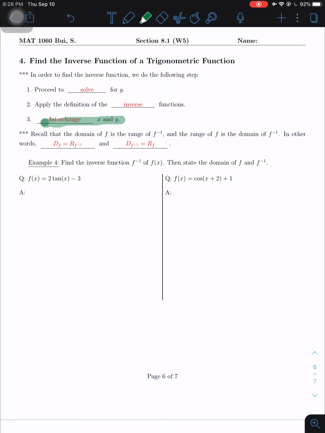And another note before we get to the example is that, recall that the domain of f is the range of the inverse, and the range of the original function is the domain of the inverse function. Okay, so this is what I already put on the first page, but you will see why in the next second. And just a heads up, you will see this on the quiz. So pay attention to this one.